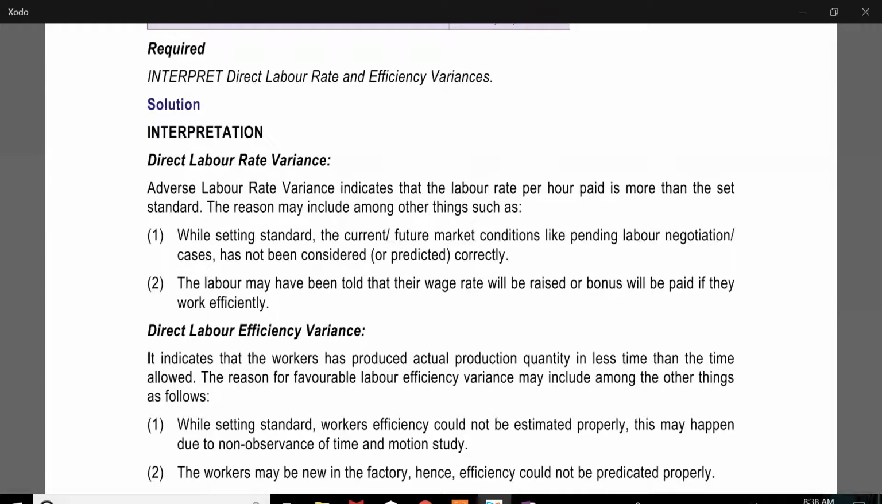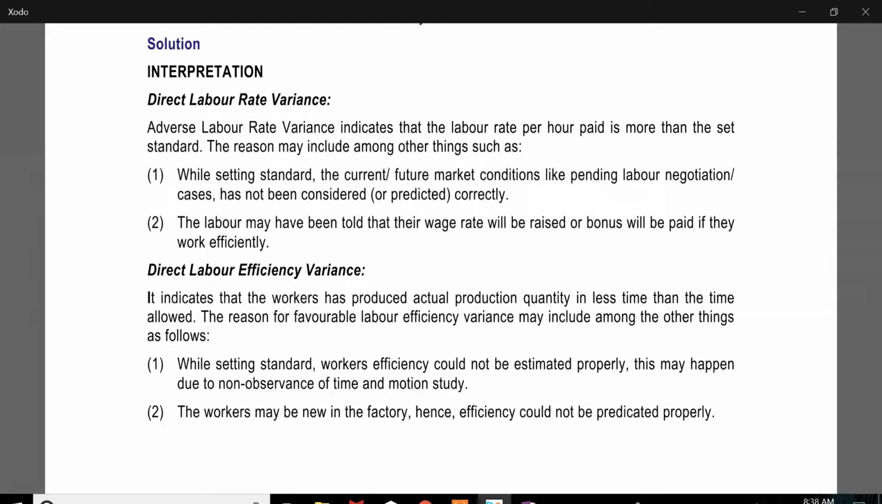For efficiency, while setting the standard, workers' efficiency could not be estimated properly. This may happen due to non-observance of time and motion study. What is time and motion study? I check what you do for one entire day. How are you spending your time? That indicates how much time it takes to produce a product. So maybe the standard itself is incorrect. The workers may be new in the factory, hence efficiency could not be predicted properly. Again they are saying your standard is incorrect, you did not predict the efficiency properly.